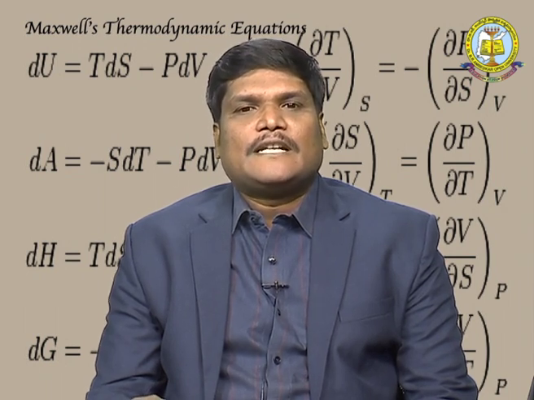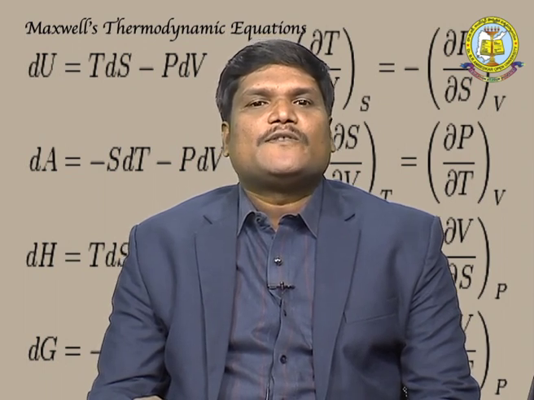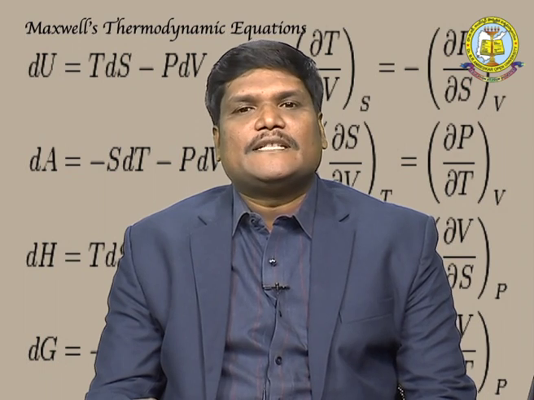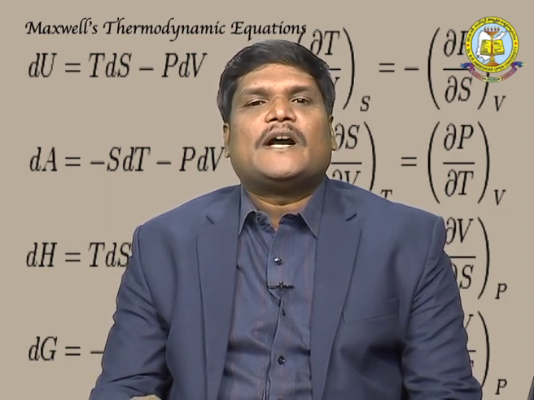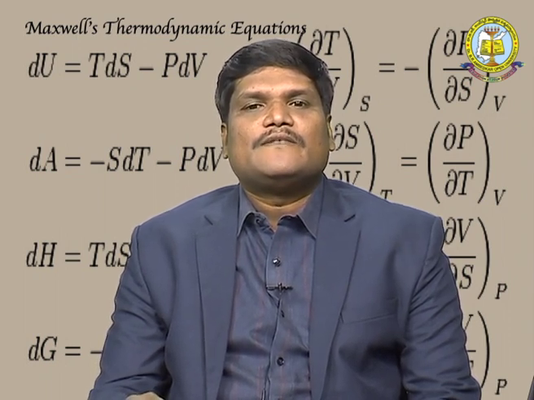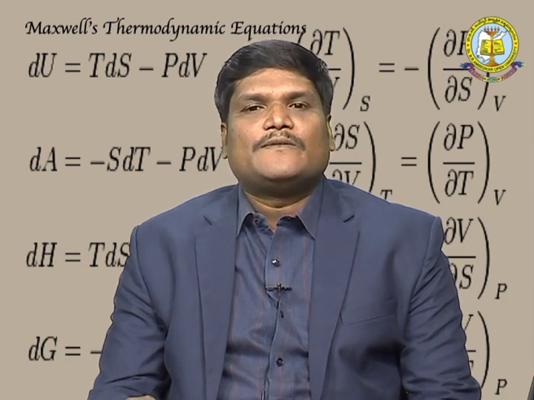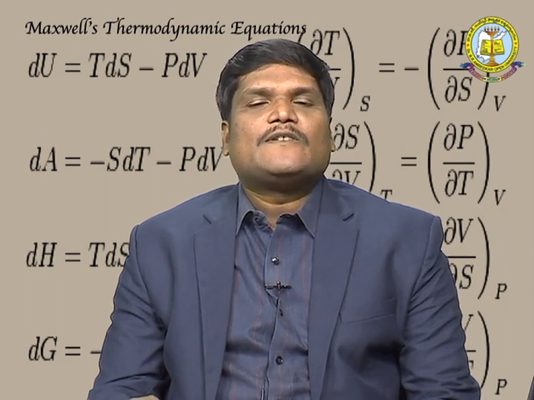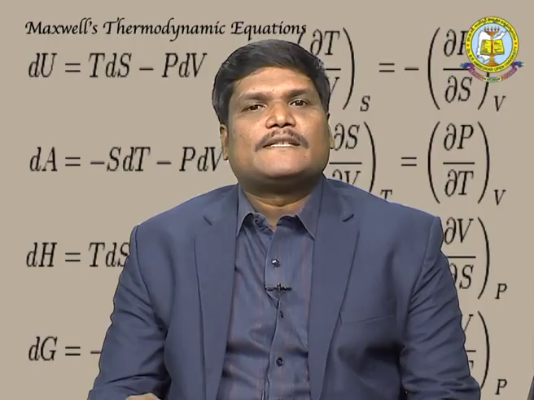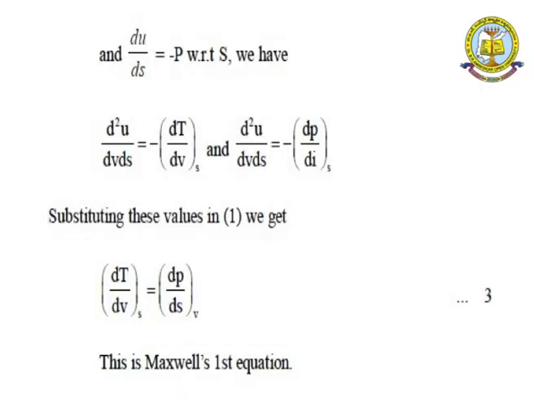So your second order differential equation should be dou square U by dou V dou S equals dou square U by dou S dou V, which is going to be satisfied. That is called the second equation. What is the partial differentiation of the above equation? dou U by dou S equals T with respect to V, and dou U by dou V equals minus P with respect to entropy S. So the second order differentiation gives dou square U by dou V dou S equals dou T by dou V at constant S, and dou square U by dou S dou V equals minus dou P by dou S at constant V. Substituting these values in equation 1, we get dou T by dou V at constant S equals minus dou P by dou S at constant V. So this is the Maxwell's first equation.